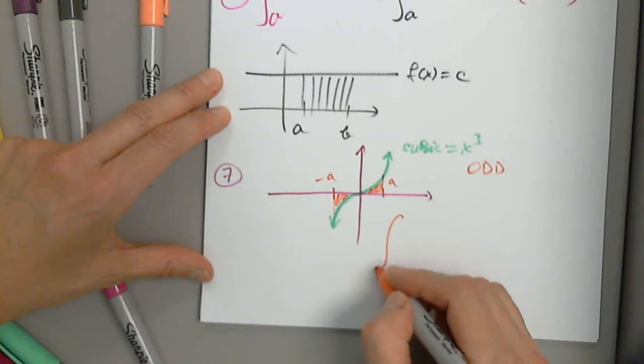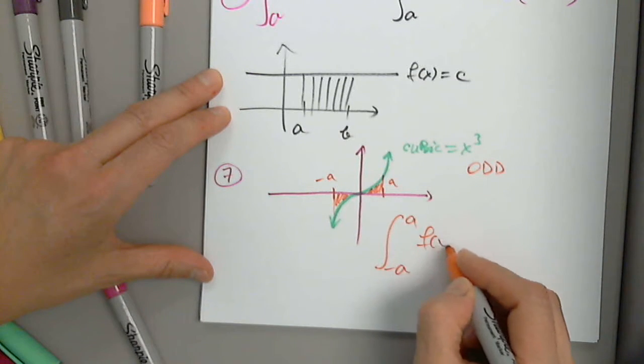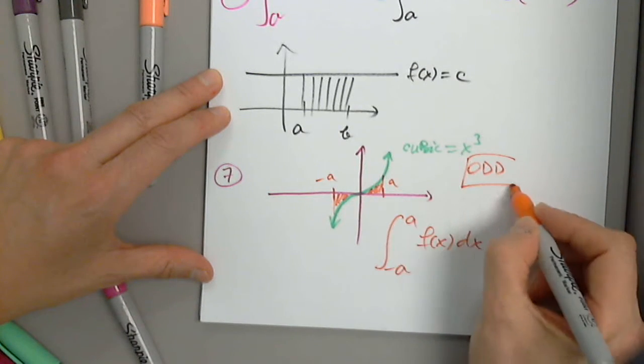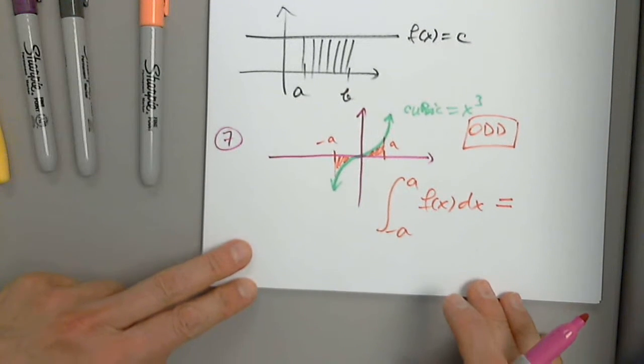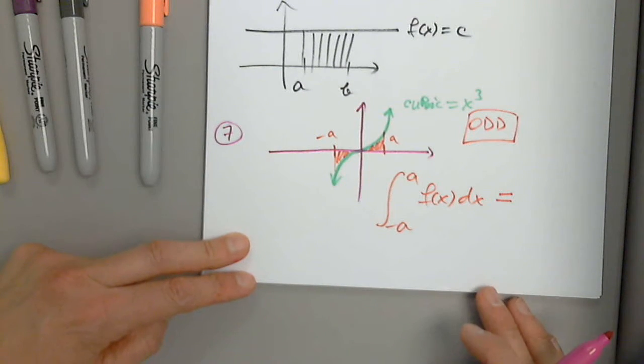I would like us to determine the area between negative a and a, the integral of f of x dx, for any odd function. Odd function and symmetric interval, symmetric around the origin, of course. Like the integral from negative 5 to 5 of x cubed dx. What do you think the answer would be? Just a wild guess. 2a.